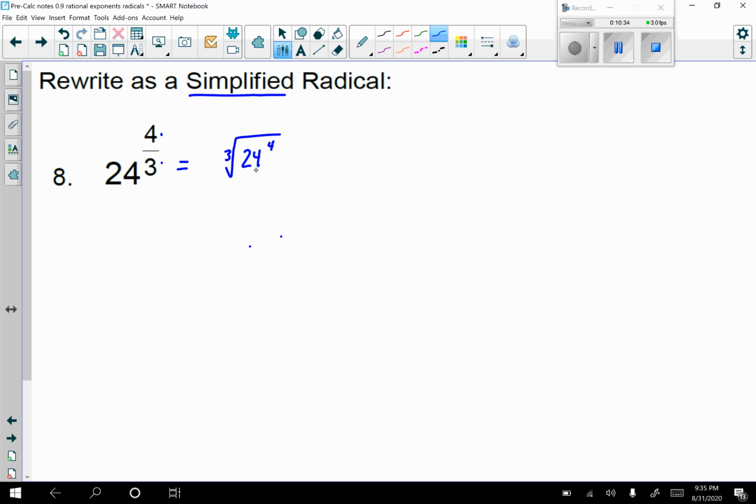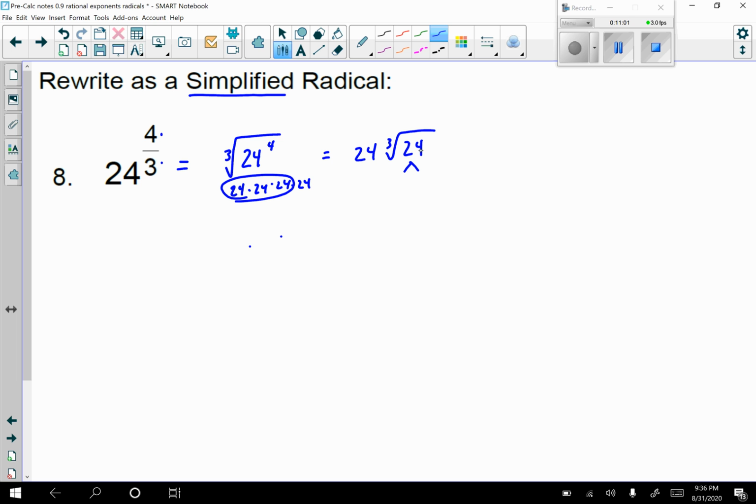I'm going to show this a couple different ways. I'm going to think about this just like the variables. Remember, this 24 to the fourth means 24 times 24 times 24 times 24. I don't have to break those down farther. I found a group of 3. So I can say that this is 24 cube roots of 24 to the first one left over. So that gets me well on my way to simplifying. I'm not done. I'm just going to break down the 24 more.